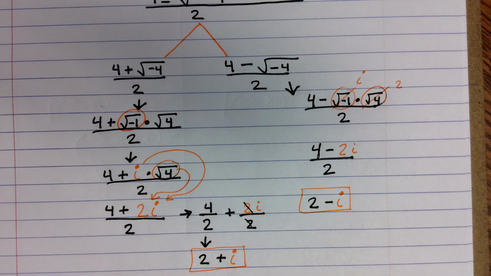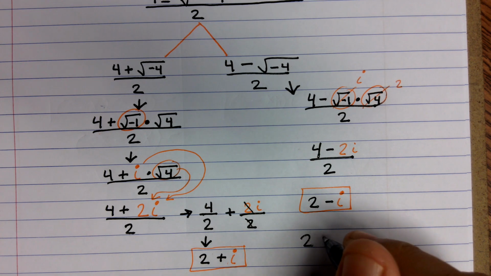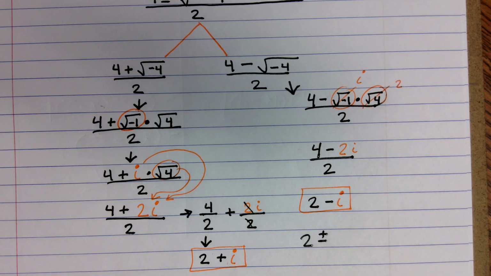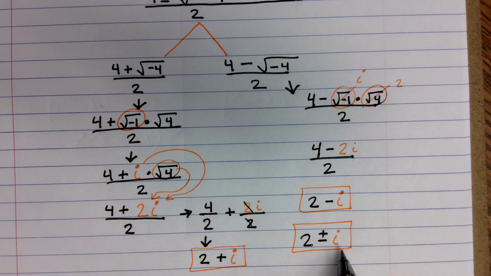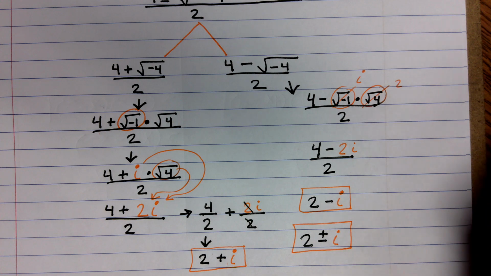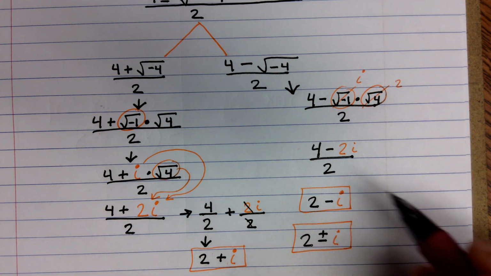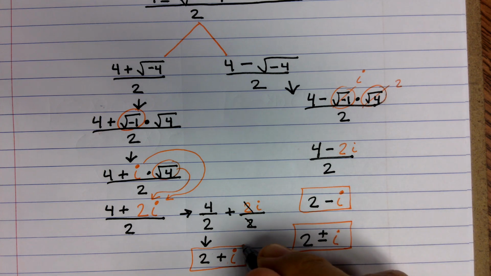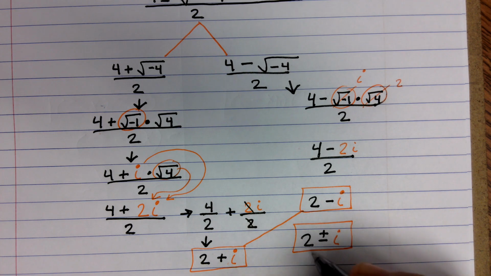Now a lot of times in your final answer on the test, you're going to see these written combined, and it'll say 2 plus or minus i. And whether you put this single statement, 2 plus or minus i, or you decide not to have a single statement but write it out as two different complex solutions, it's both correct. In other words, you could say these two separately, 2 plus i and 2 minus i, or you could just say your answer is 2 plus or minus i.